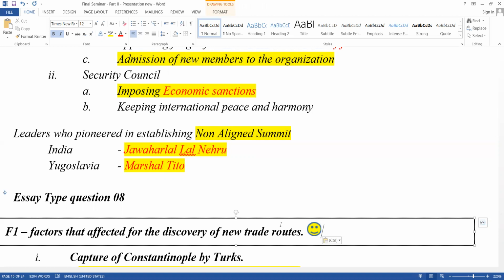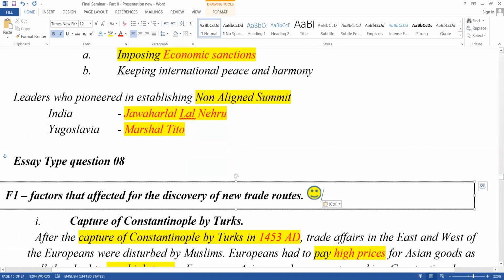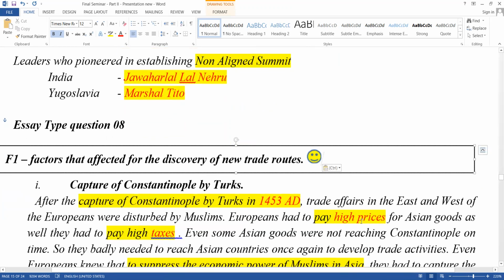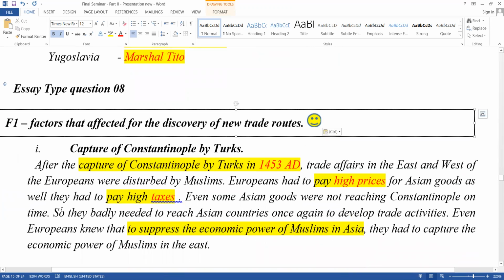What are the reasons? The major reason was the capturing of Constantinople by Turks. Constantinople was the main trade center for Europeans. All the Asian goods were coming to Constantinople. But what happened in 1453? It was captured by Muslims. Turks means Muslims. After Muslims captured it, Europeans had to buy Asian goods from Muslims. So they had to pay high prices and high taxes for the Asian goods. Some Asian goods were not reaching Constantinople on time.